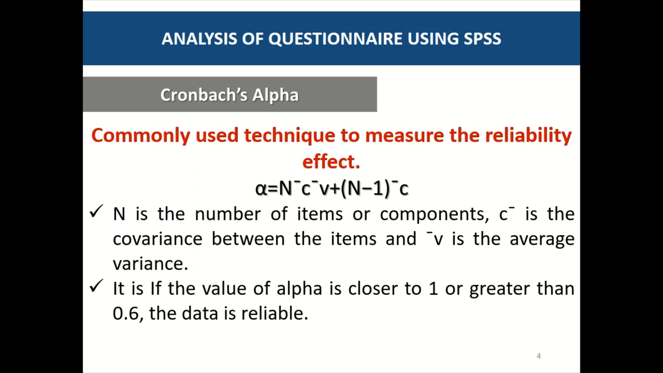If its value is closer to 1 or greater than 0.6, the data is reliable. We can conduct analysis on that data, but if it is not greater than 0.6, we cannot conduct analysis on that data because the data is not reliable.